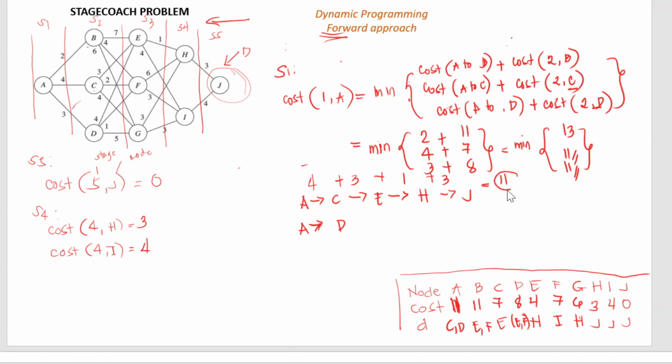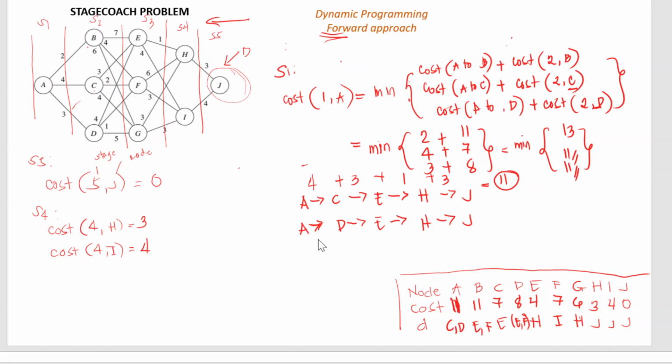11. Okay? Next, let's try path D. On path D, it can go to either E or F. I would just go to E. You can create another path, but I'll just settle with E. Then from E, H is next. Then looking at H, J is next.